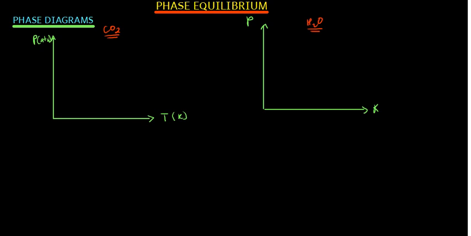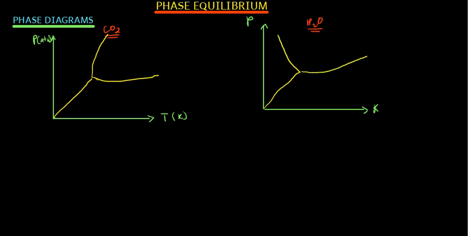Now the phase diagram for carbon dioxide, so we are going to start from here. It goes in that direction. Okay, let me start like that, and then it goes like that. Now for water the phase diagram is a bit different. So it goes like that and then like that.